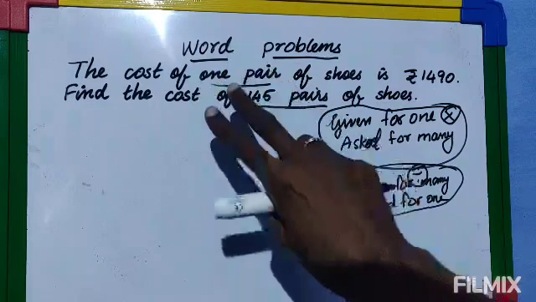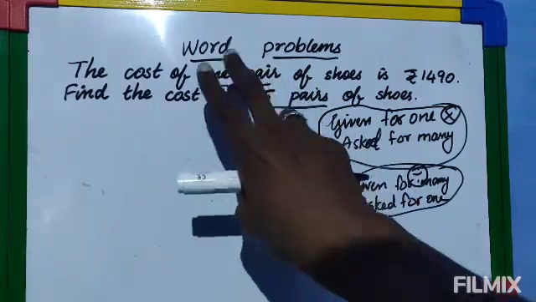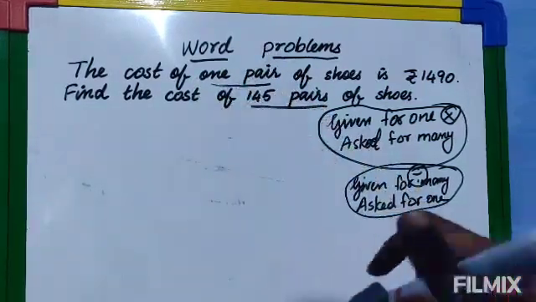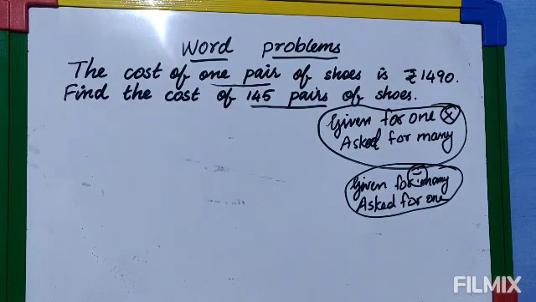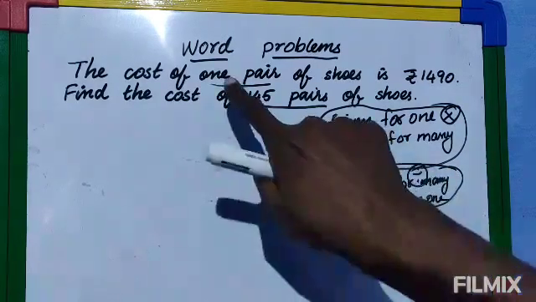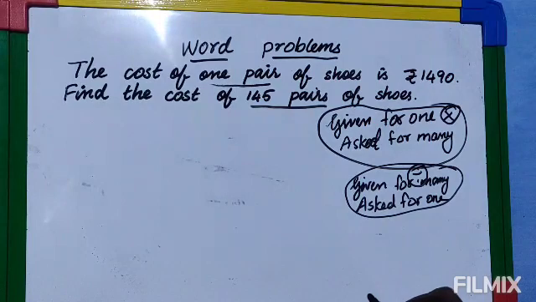Okay, there is no particular keyword, but when you read the question you can understand how many it is given and how many they are asking. If you find that out, then you will know whether it is multiply or divide. So here one pair is given and they are asking for 145 pairs.